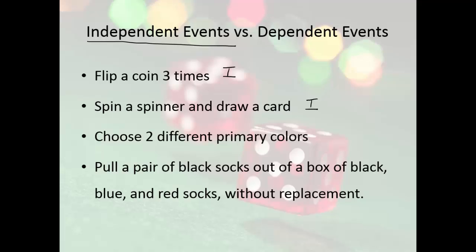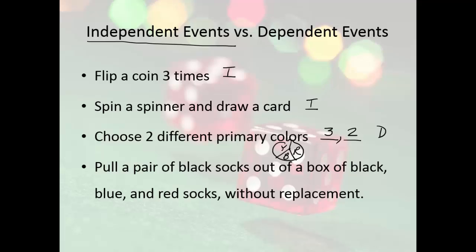Here's where we get into something different. If you choose 2 different primary colors, then that's 2 events. You've got primary color number 1 and primary color number 2. As you know, we have 3 different primary colors available, right? There's yellow and blue and red. If I'm to pick 2 different primary colors, I have 3 choices for one of the colors. But once that's chosen, I can't choose it again because then they won't be different. So the second choice only has 2 colors to choose from.